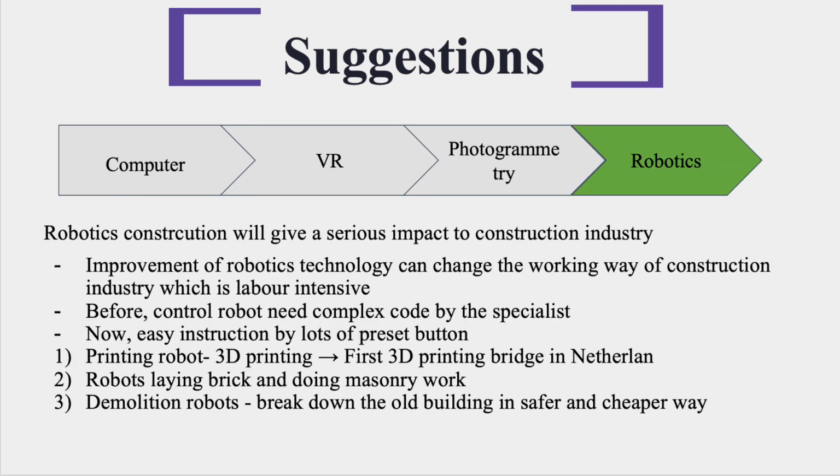And the robotics construction is a serious impact on the construction industry. Improved robotic technology can change the working way of the construction, which is labor intensive. Before, the robot needed complex code by a specialist, but nowadays it is very easy with lots of preset buttons. For example, the 3D printing robot. The first printed bridge in the Netherlands has been built in the past few years, and the robot can layer bricks and do masonry work, and the demolishing robot can break down the old building in a safer and cheaper way.